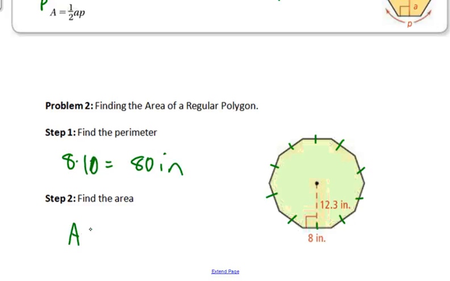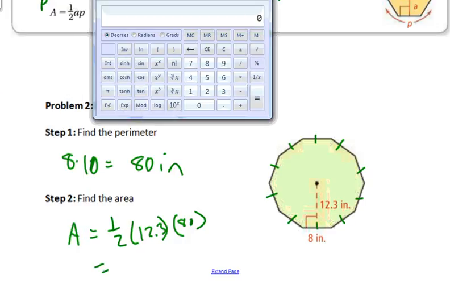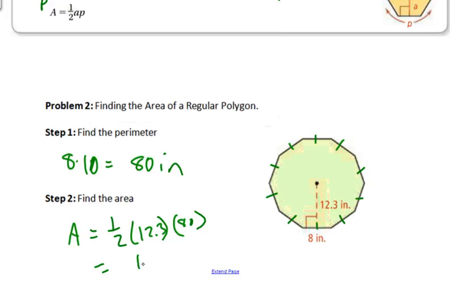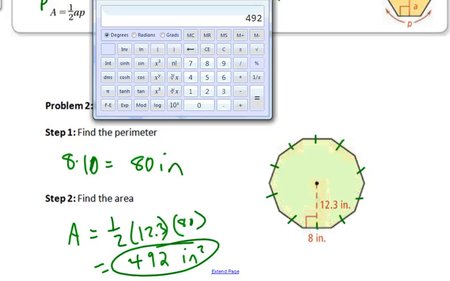So the area would be 1/2 times the apothem, which we already have, is 12.3. If you hate that I say apothem, I apologize. You can say apothem. Times the perimeter, which is 80. All right, and then I'm going to take out my handy-dandy calculator because I don't know how to do that off the top of my head. But 0.5 times 12.3 times 80 is 492 inches squared. All right, shall we go on?